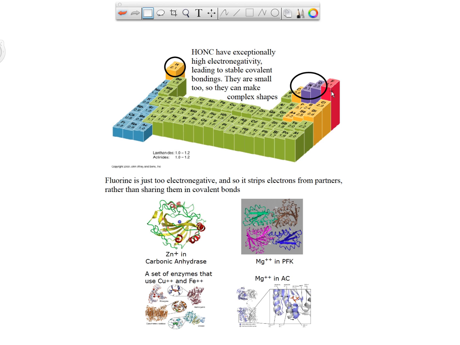It's true that fluorine is exceptionally electronegative, but fluorine will actually not share electrons in a covalent bond, but it'll rip off electrons and does not act as a suitable component in the construction of complicated polymers.